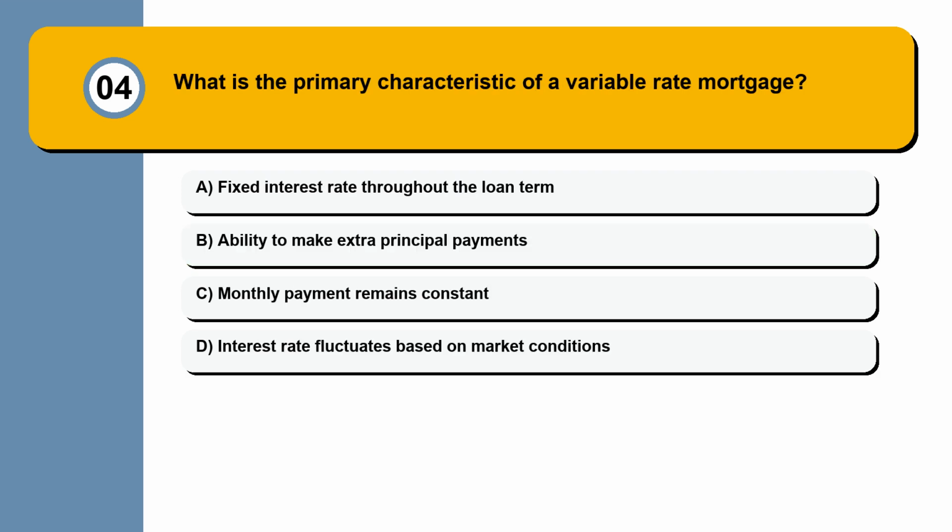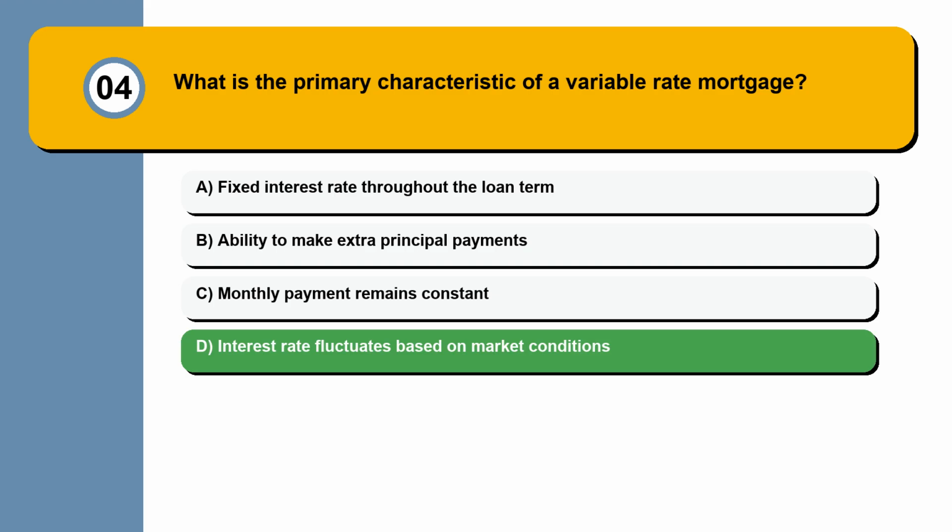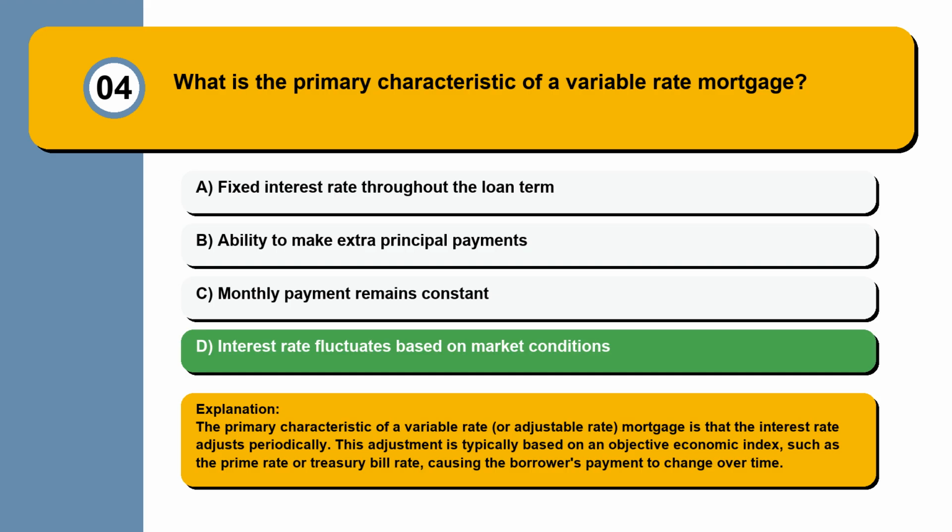Question 4. What is the primary characteristic of a variable rate mortgage? Fixed interest rate throughout the loan term. Ability to make extra principal payments. Monthly payment remains constant. Interest rate fluctuates based on market conditions. The primary characteristic of a variable rate, or adjustable rate, mortgage is that the interest rate adjusts periodically. This adjustment is typically based on an objective economic index, such as the prime rate or treasury bill rate, causing the borrower's payment to change over time.